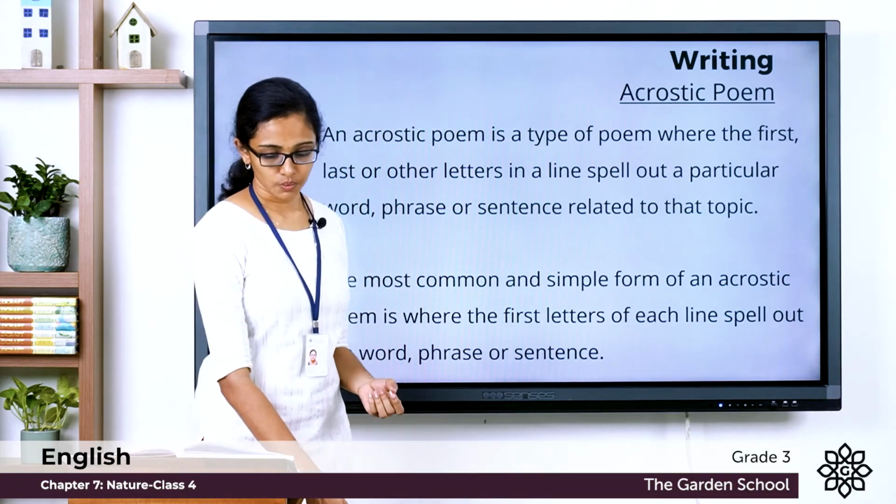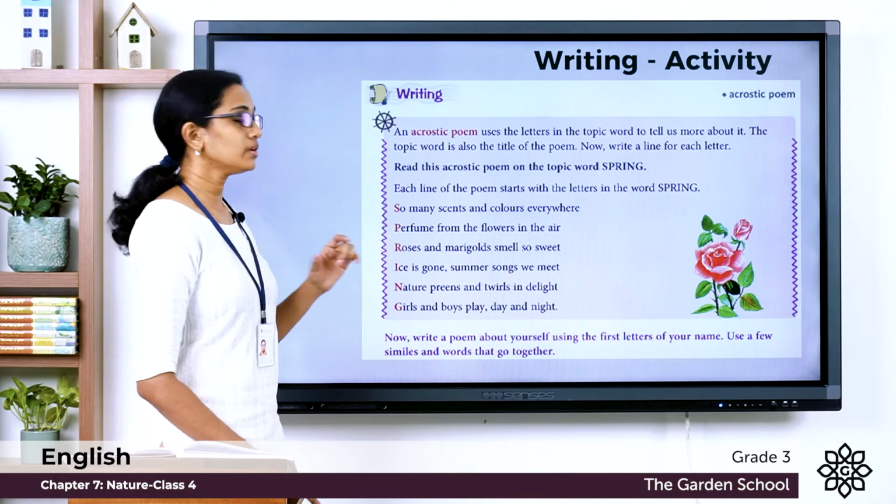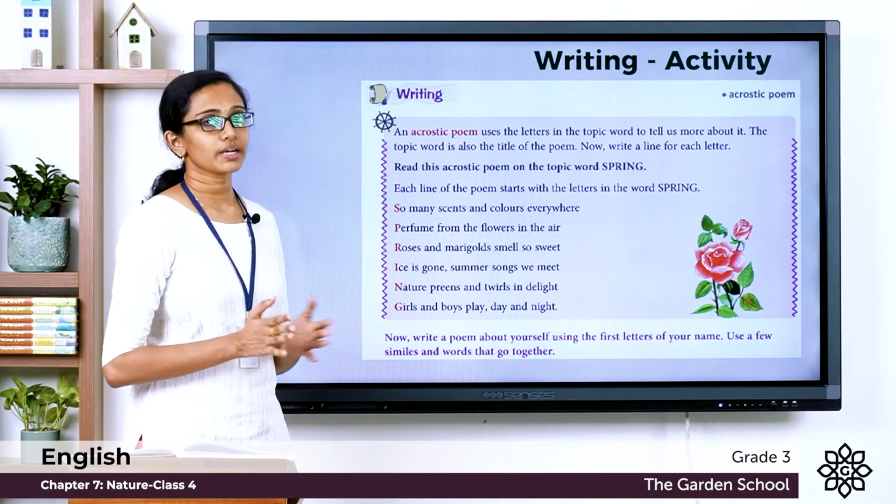And here in your textbook, you have a note and you have an example acrostic poem given there. Let's read that poem.